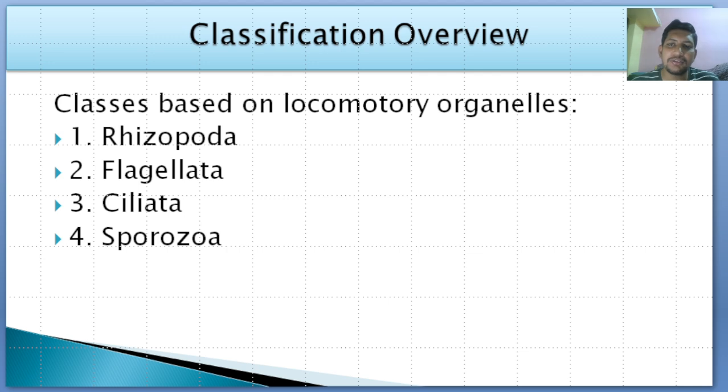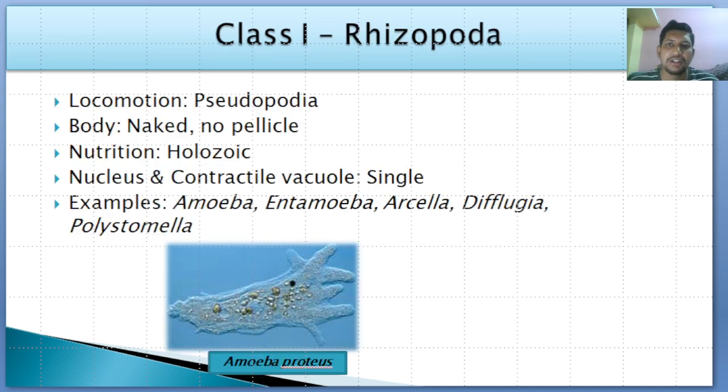Now we are going to study the classification of phylum Protozoa. See, the Protozoa are classified into mainly 4 important classes: number 1 Rhizopoda, Flagellata, Ciliata and Sporozoa. So these are the 4 important classes. We are going to study them one by one in detail. So take down. The first one is class 1 Rhizopoda.